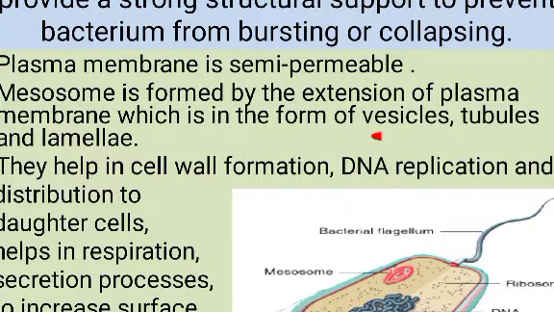And what is the function of this mesosome? They help in cell wall formation, DNA replication and its distribution to the daughter cell, and they can also help in respiration and secretion processes. They increase the surface area of the plasma membrane, and the enzymatic content can be increased. So these are the functions of the mesosome. Here you can see the mesosome.